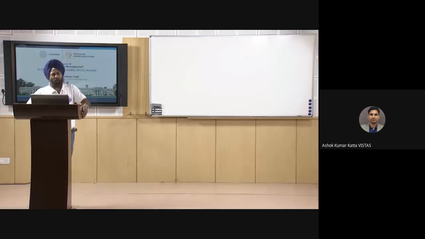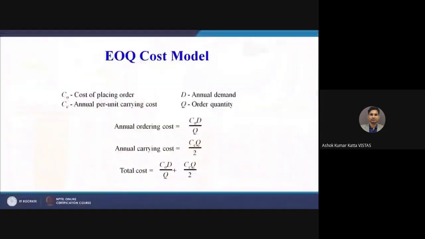Now, the annual ordering cost. Annual ordering cost, as I have already explained, will be the cost of placing a single order multiplied by the number of orders. The number of orders, how we can calculate, will depend upon the total annual demand as well as the quantity that we are ordering once.